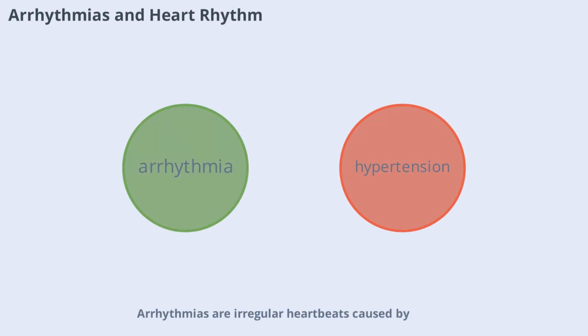Arrhythmias are irregular heartbeats caused by disruptions in the heart's electrical system. They can be harmless or life-threatening depending on their severity. Symptoms include palpitations, dizziness, or fainting. Common types are atrial fibrillation and ventricular tachycardia. Treatments range from medications to procedures like ablation. Monitoring heart rhythm is vital for detecting arrhythmias early. Next, we'll discuss hypertension, a widespread cardiovascular risk factor.